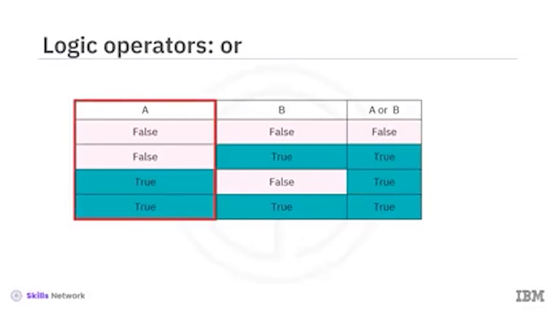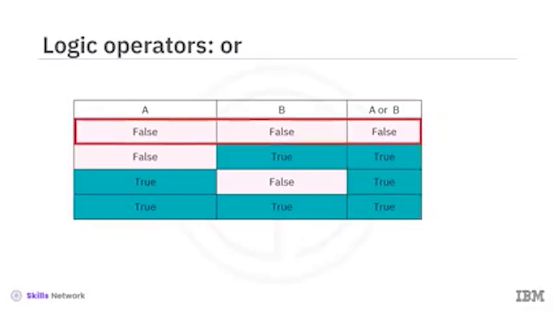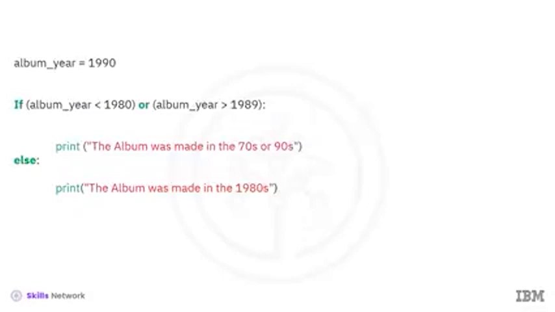The first column represents the possible values of A. The second column represents the possible values of B. The final column represents the result of applying the OR operation. We see the OR operator only produces a false if all the Boolean values are false. The following lines of code will print out: this album was made in the 70s or 90s, if the variable album year does not fall in the 80s.